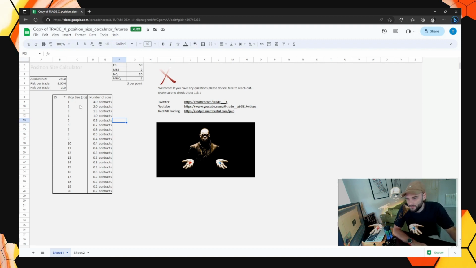Now, we are going to hypothetically say we have seen a trade which, say it's a volume imbalance, and you can see the very, very tight stop. Your stop is just on the other side of that volume imbalance, and the stop size is 2 points, right? 2 points. This is showing you how many contracts you can take, right?